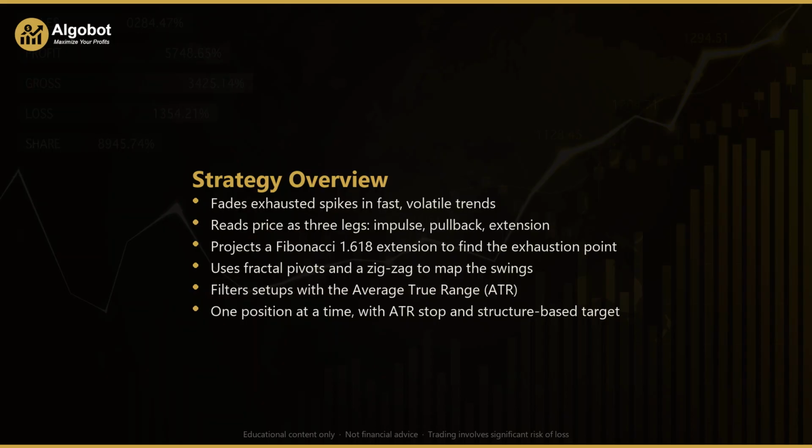So who is this style of approach suited for, from an educational standpoint? It's oriented toward traders who are studying reversion and exhaustion concepts, and who are comfortable with the idea that fading a strong move carries meaningful risk. Remember, this is a counter-trend method by design. The strategy trades one position at a time, uses an ATR-based stop placed beyond the spike, and sets a structure-based target. Everything here is for educational purposes only, and it is not financial advice.